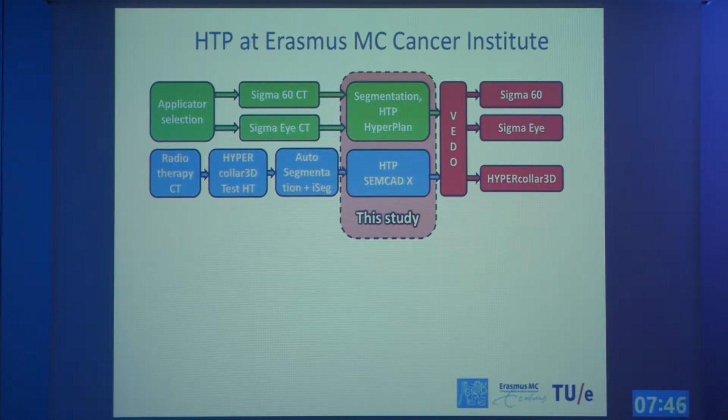Then we do segmentation and treatment planning in Hyperplan. We import these results into our in-house developed tool for optimization, which we call Video. From that, we get the amplitude and phases of the feed-in signals. Here you see the routine I described for the Hypercolor 3D. For that treatment planning, we use different software than for deep.